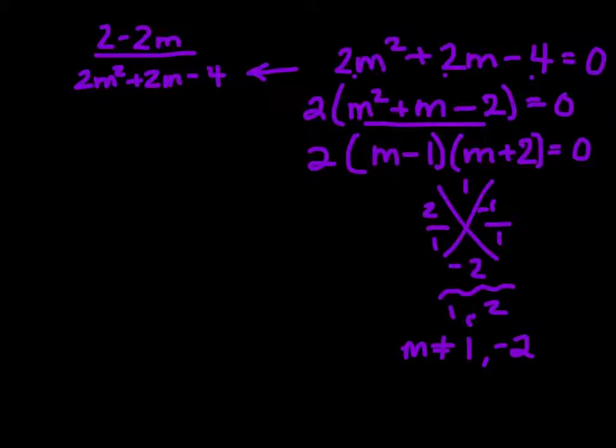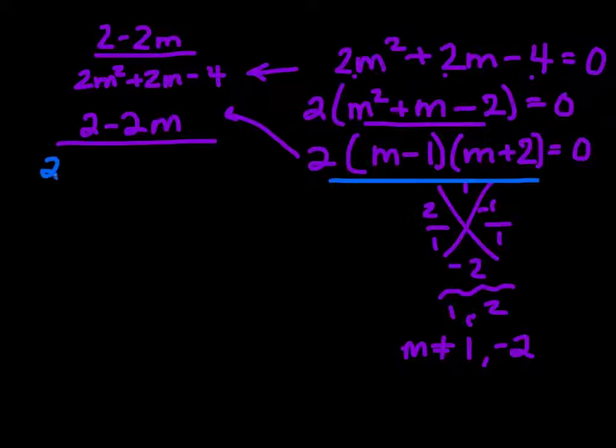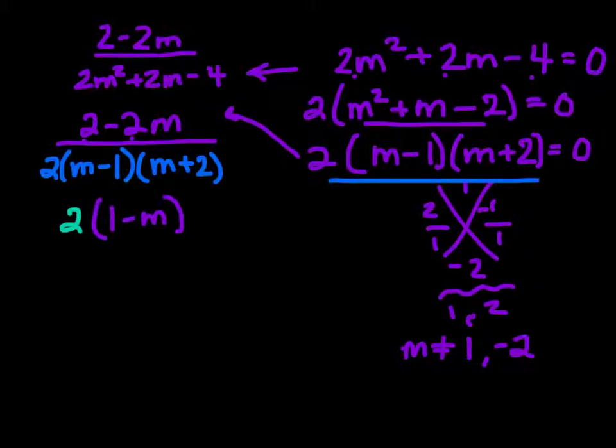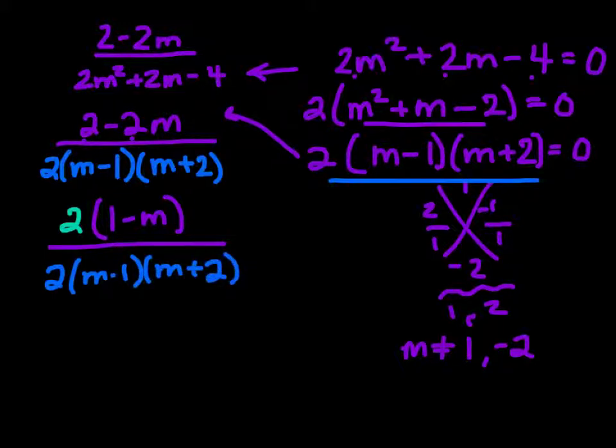So let's now take our factoring and rewrite our equation. We have 2 minus 2m on the top over, I'm going to write this in blue, 2 times m minus 1 times m plus 2. We need to finish up a little bit of factoring. You can already see that we have a 2 and a 2 as factors, so we need to factor out a 2 on top, and we'll end up with 1 minus m after that, over 2 times m minus 1 times m plus 2.